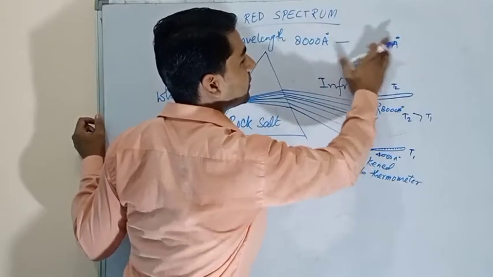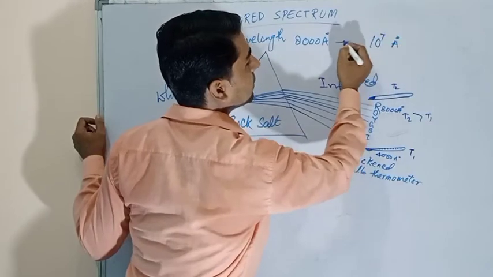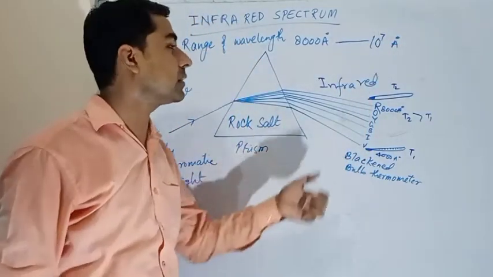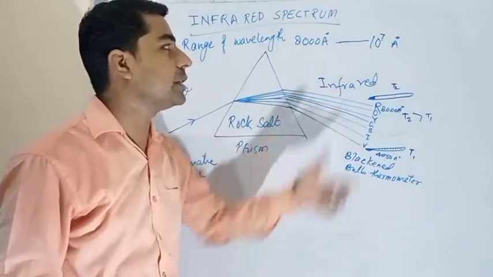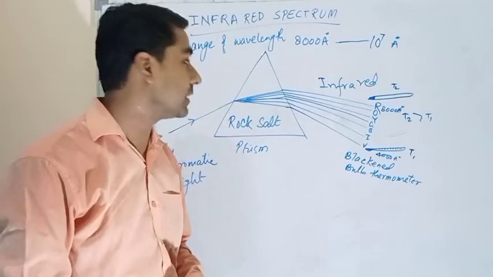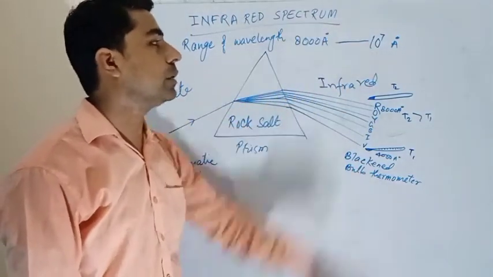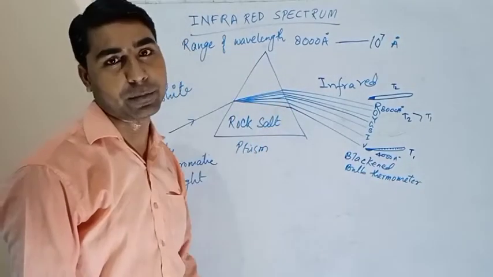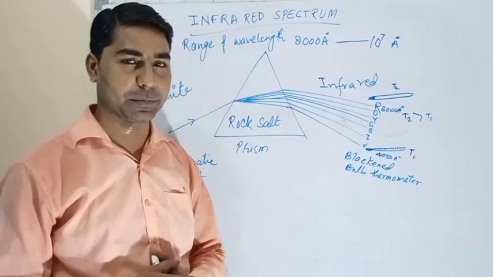The actual range goes up to 10 to the power 7 angstrom. Suppose we did not know about that; we would assume the range was only up to 20,000 angstrom. But using this rock salt prism, we came to know that from 8,000 angstrom to 10 to the power 7 angstrom is the range of the infrared spectrum.